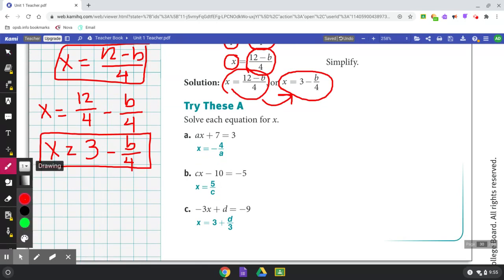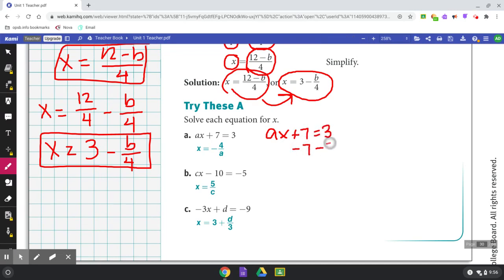Okay? Now that you have paused the video and taken a second to do it yourself, I'm going to work these problems for you. I'm going to write A in red in case my work starts jumbling together. AX plus 7 equals 3. Well, I'm going to subtract 7 from both sides. When I subtract 7 from both sides, I get AX equals negative 4.